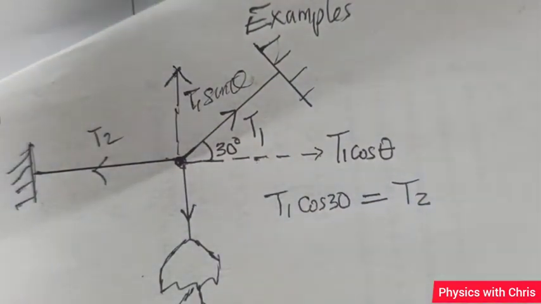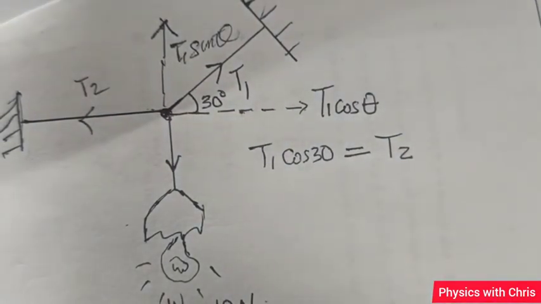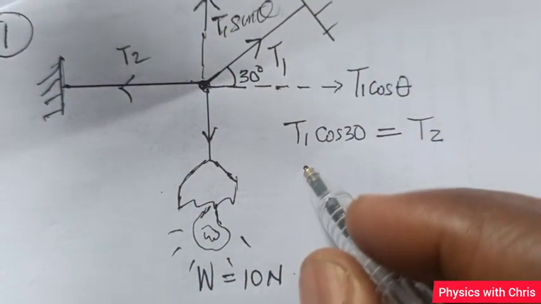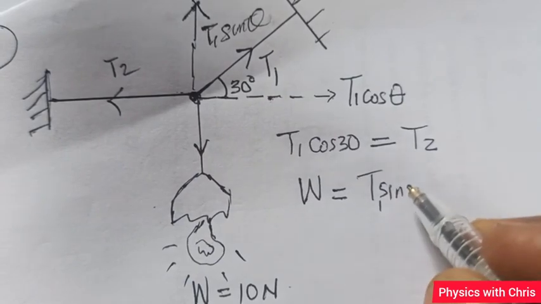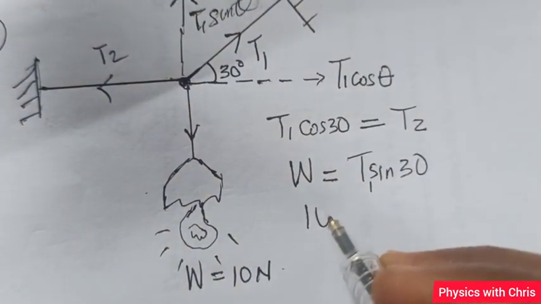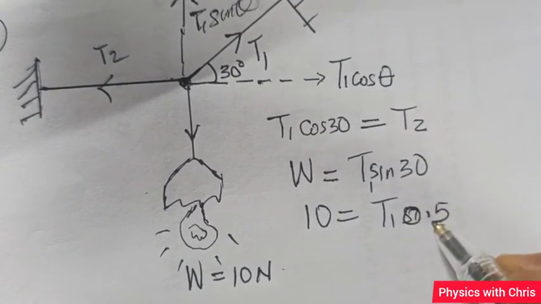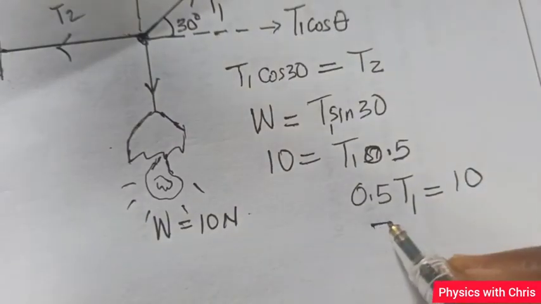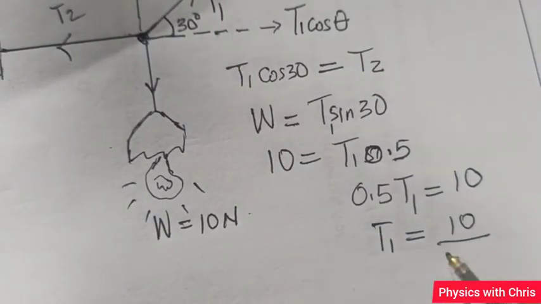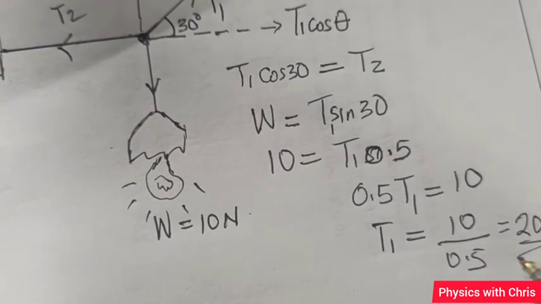Since both forces are not known, let me use the vertical resolution. The sum of the forces acting vertically must also be zero, meaning that the weight of the body, which is 10 Newton, must be equal to T1 sine theta, or sine 30. Sine 30 is 0.5. That is 0.5 T1 is equal to 10 Newton. That means T1 equals 10 over 0.5, and that gives me 20 Newton. So that is the value of T1.